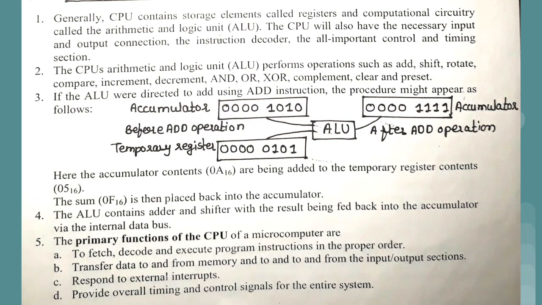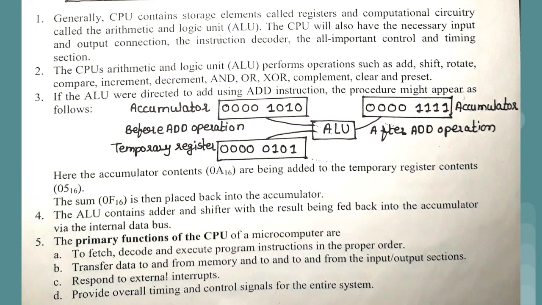Then the next part is the primary functions of the CPU of a microcomputer. Whatever functions we have learned in the case of the microprocessor, the same four functions are again performed by the CPU also. The first function is to fetch, decode, and execute program instructions in proper order. The second function is to transfer data from one block to another, or from one block to input output lines. The same thing is written in a slightly different format.